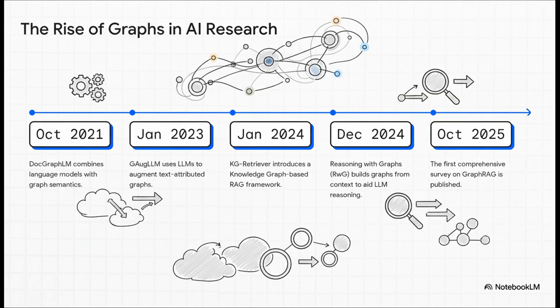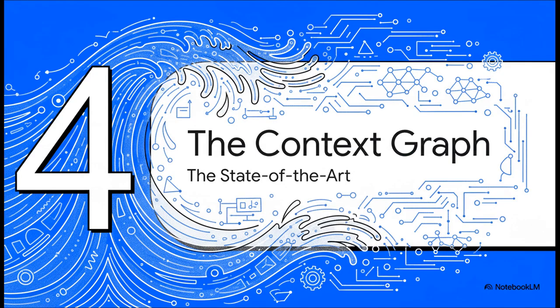And listen, this isn't just some fringe theory. The academic world is all over this, and it's moving incredibly fast. I mean, look at this timeline. We go from the first whispers of the idea in late 2021 to full-blown frameworks for what's now called GraphRAG just a couple of years later. The momentum here is just undeniable. All of this incredible research, all of this momentum, it's been building towards something, the true state-of-the-art for enterprise AI.